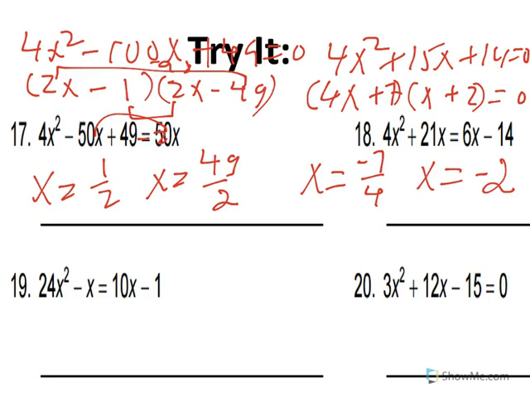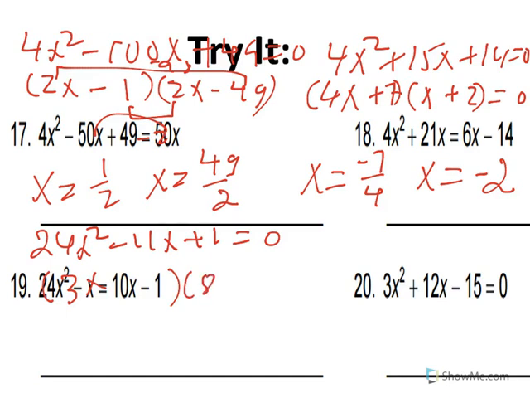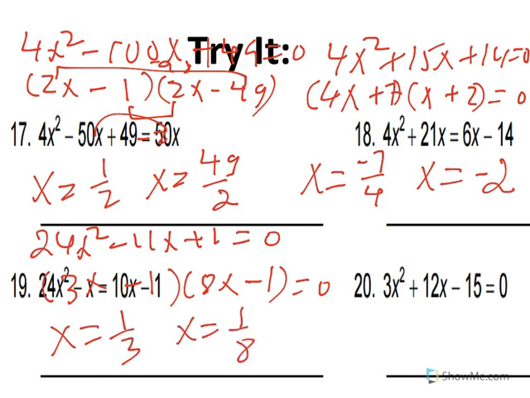Number 19, similar to all of those, so we have 24x squared minus 11x plus 1 equal to 0. So the factors of 24 are either 1 and 24 or 3 and 8. So 3 and 8 will give me an 11 in the middle. So let's try 3 and 8. So we have 3x and 8x. And we need a positive 1, negative 11, so we need a negative 1 and a negative 1. So x equal to 1 over 3, or x equal to 1 over 8.